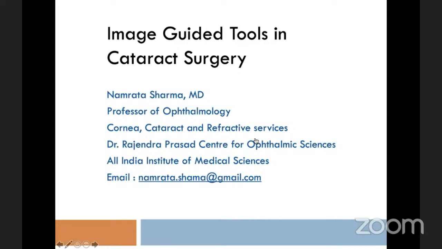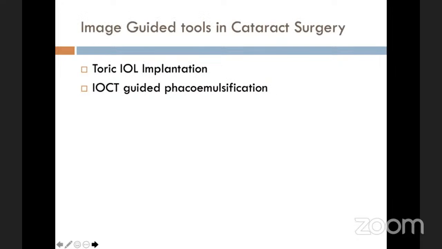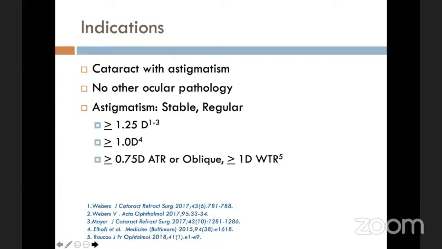I would be talking to you about the image-guided tools in cataract surgery. There are no financial or proprietary disclosures. So basically, the image-guided tools help in cataract surgery for toric intraocular lens implantation. And then there is also intraop OCT, which helps you to do phacoemulsification. It just fine-tunes the step, and that is its function.